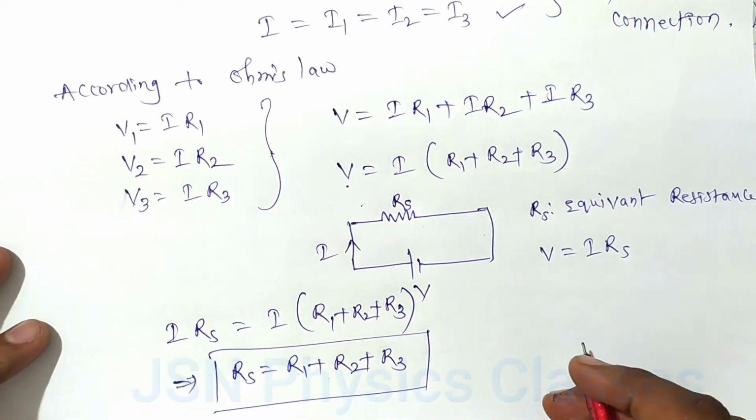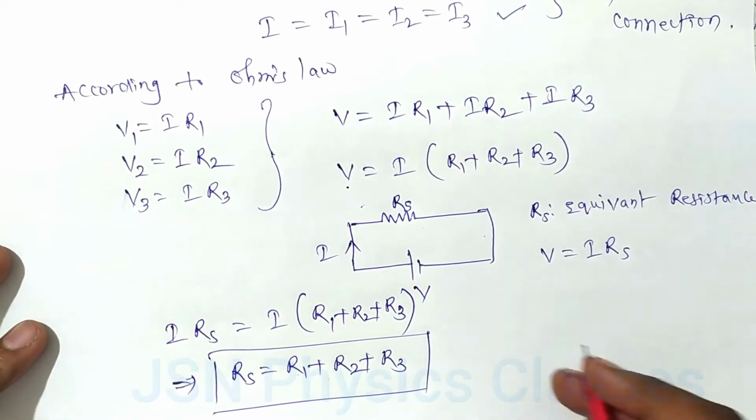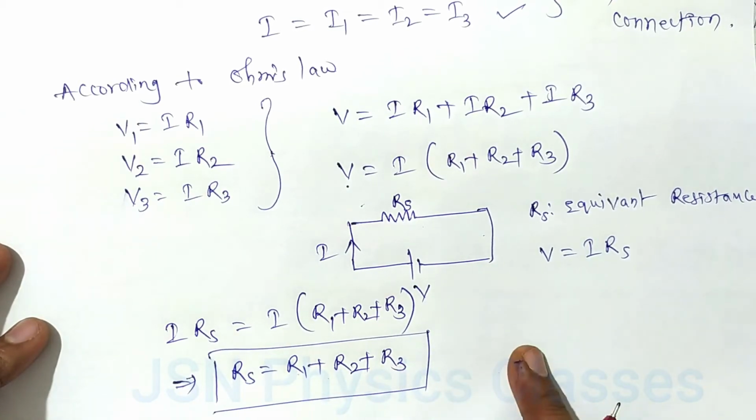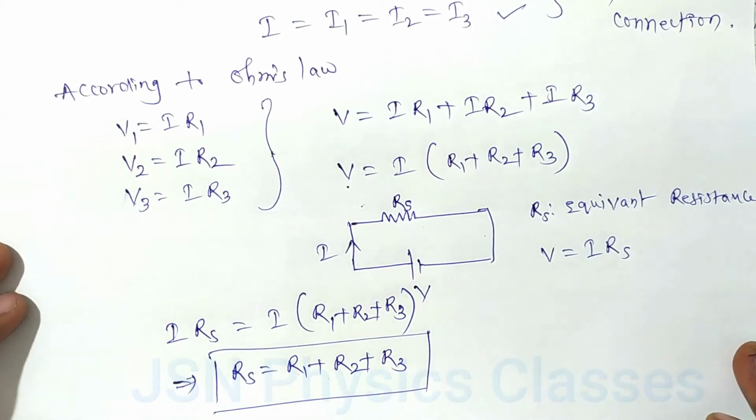For n number of resistors, you can write RS is equal to R1 plus R2 plus R3 plus R4 plus R5 and so on up to Rn.